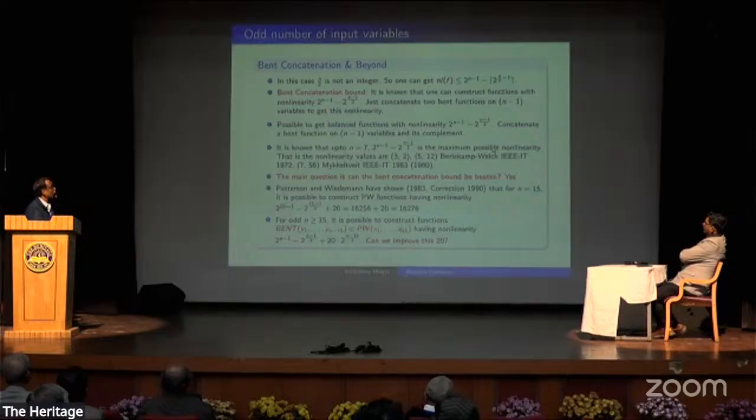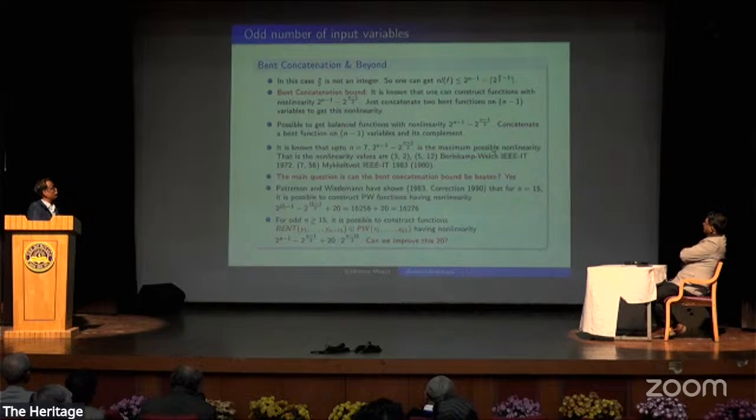So now the question is, what would happen for n odd? For n odd, you cannot have a bent function because n is odd, 2 to the power n by 2 won't work. So in that case, you can get a nonlinearity. You can see there, we have put a very simple thing. We have put a ceiling.